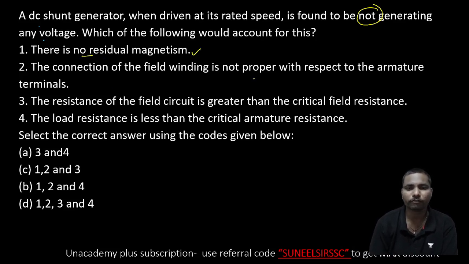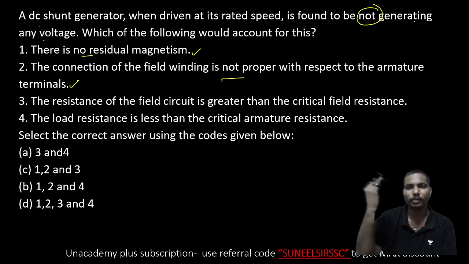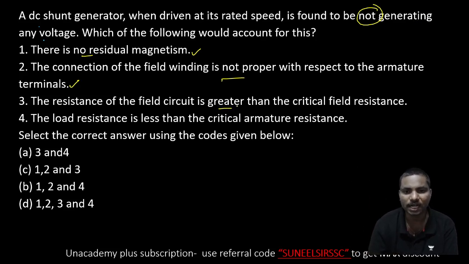The connections of the field winding must be proper to get the buildup of voltage. Not proper means not generated, correct. To get the buildup of voltage, the resistance must be less. Here the resistance is given as greater, so it is also wrong, and there is no buildup of voltage. The load resistance must be more than the critical resistance, that is the condition.